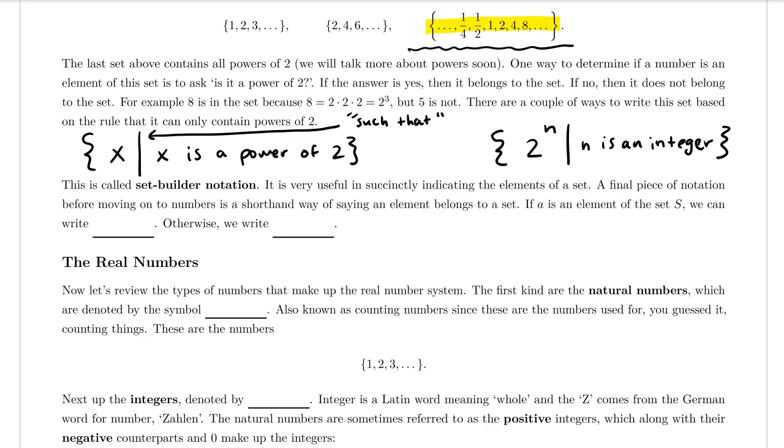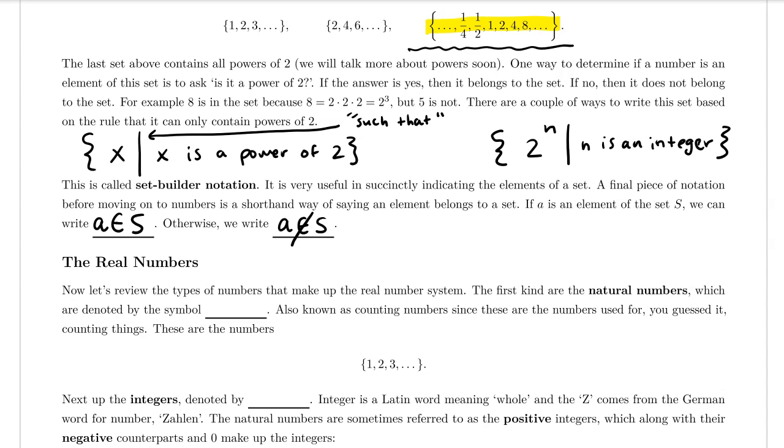A final piece of notation before moving on to numbers is a shorthand way of saying an element belongs to a set. If A is an element of the set S, we can write A, and it kind of looks like a C with a horizontal bar in the middle, and then S. So this means A is an element of the set S, or A is in S. And then if it's not in the set, then we would write basically the same thing, but now I would put a diagonal slash through the middle symbol. So if I do that, that indicates that A does not belong in the set S.